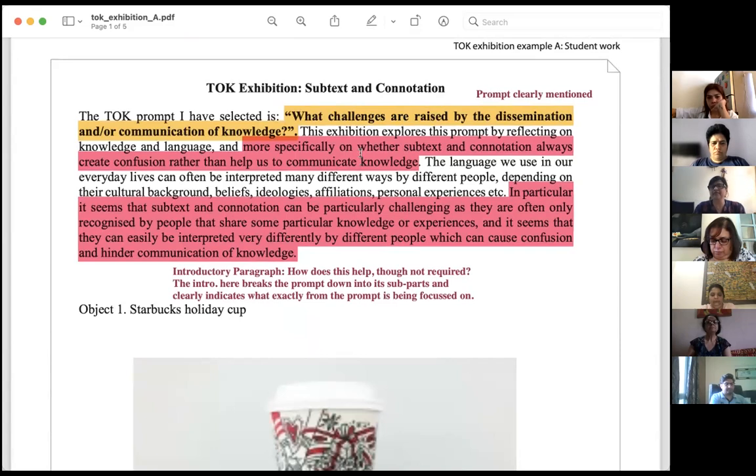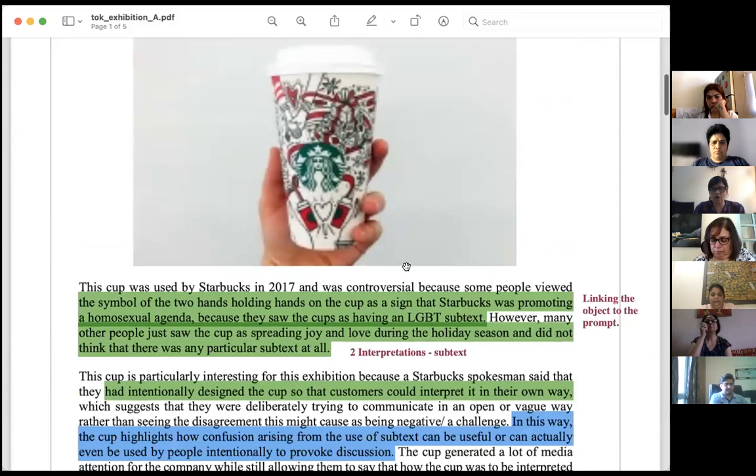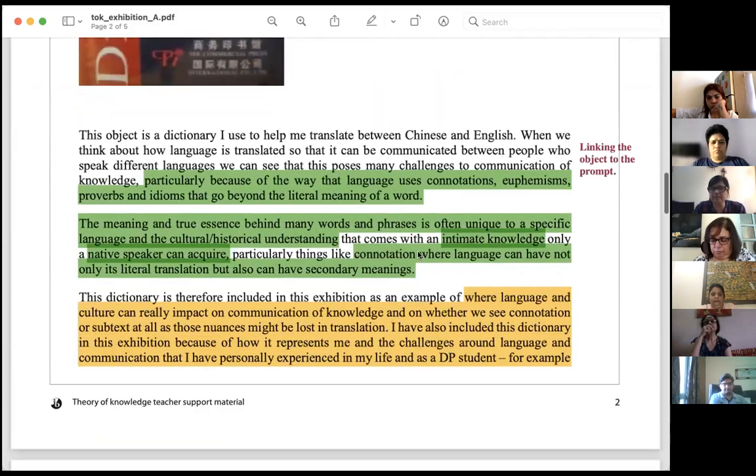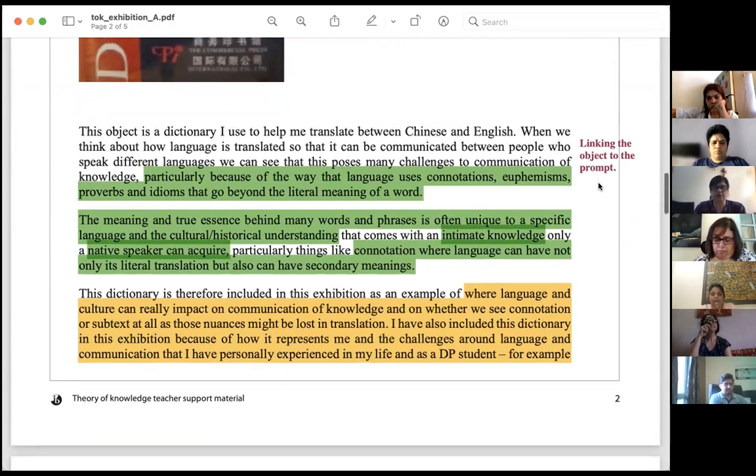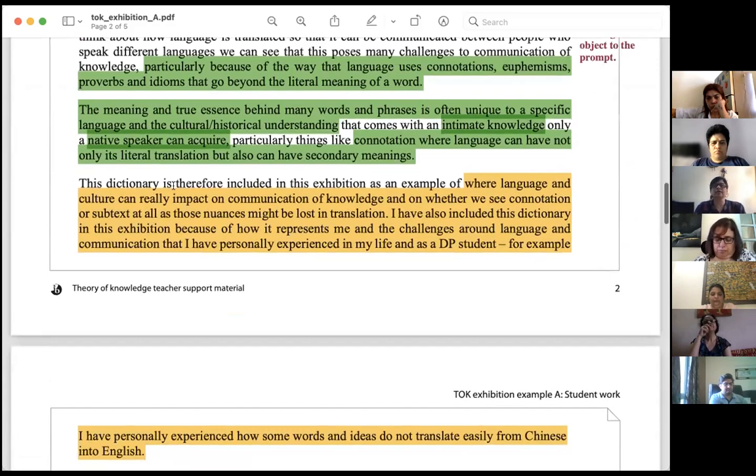And automatically, we have seen that this is derived from this. So how beautifully each object begins with linking the object to the prompt. The opening of each of it is linking the object to the prompt. And then, of course, concluding by saying where language and culture can really impact on communication of knowledge and on whether we see connotation or subtext at all, as those nuances might be lost in translation. And all of us know there is always meaning lost in translation.